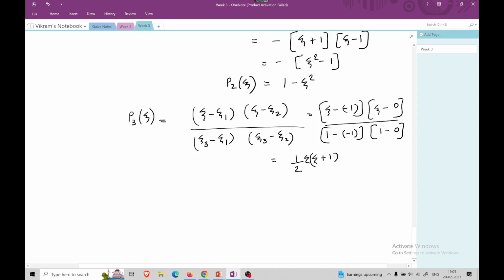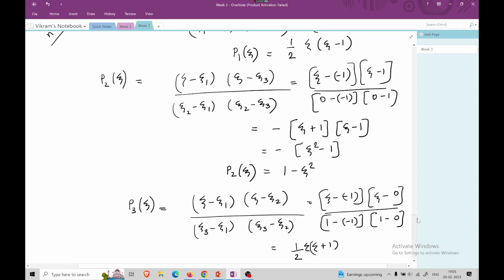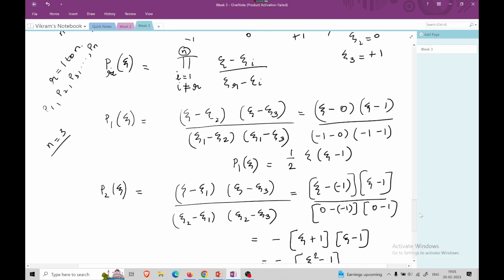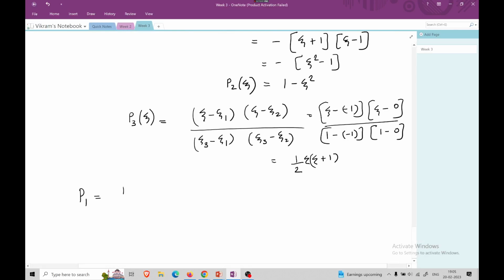So if we summarize the polynomials, P1 was half eta of eta minus 1. P2 was 1 minus eta square. P3 was half eta into eta plus 1.